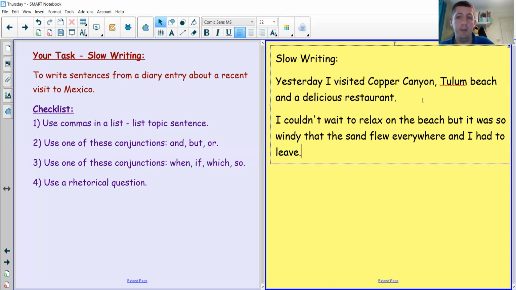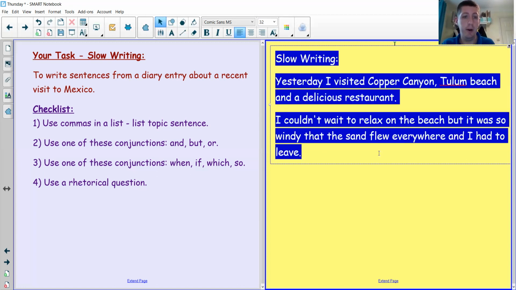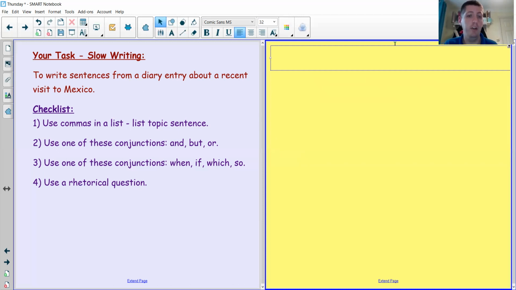So you can see there that I've used the word but as like an opposite thing. So it's couldn't wait to relax on the beach, but something didn't go so well. Sand was flying everywhere and I had to leave. Okay, I've also got and to join an extra thing about me having to leave. Your turn now. I'd like to see if you can use one of the conjunctions and, but, or to write your own sentence about something you've done in Mexico. Remember, again, pause the video if you need extra time.